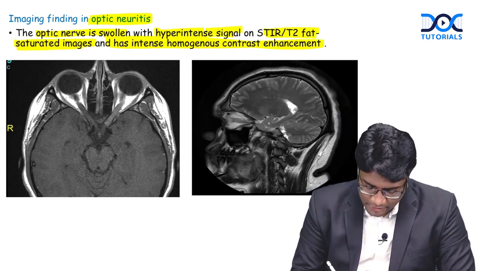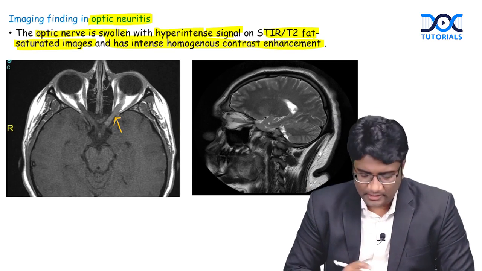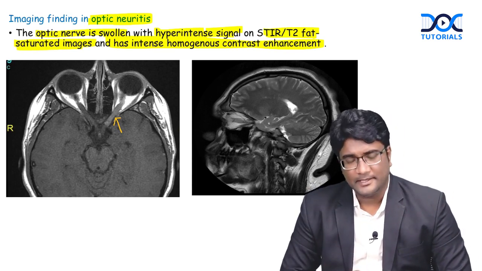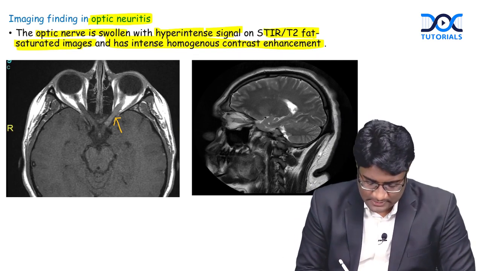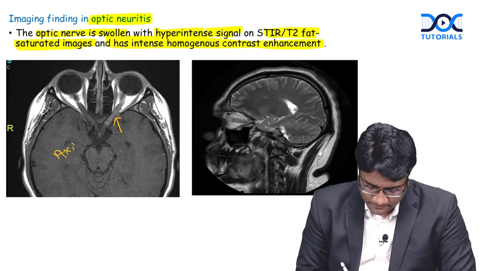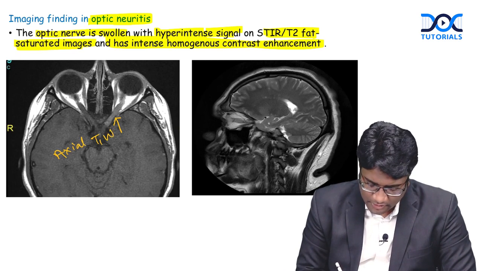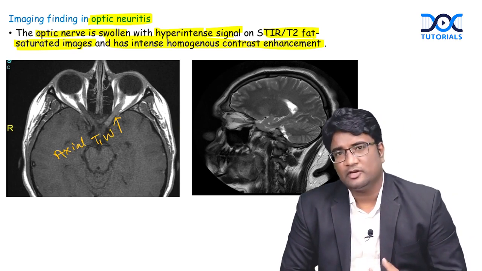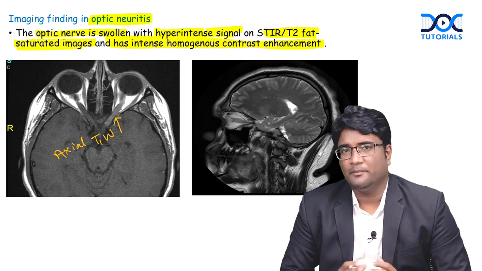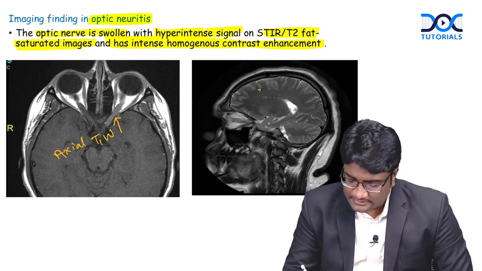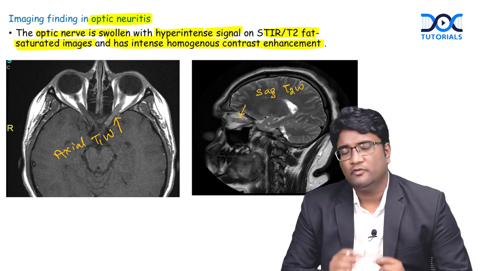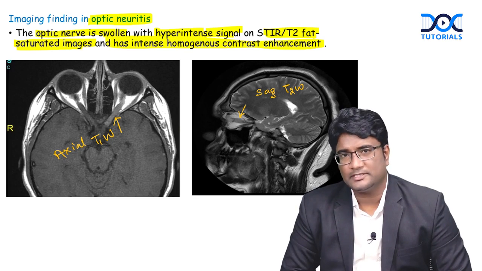So you can see the image here. Here the left optic nerve appears swollen. There is effacement of the subarachnoid space there. This is axial T1 weighted imaging, which is showing a swollen optic nerve with effacement of the subarachnoid space, suggestive of optic neuritis. And here, this is a sagittal T2 weighted image. And here also you can see that there is a swollen optic nerve with effacement of the subarachnoid space around.